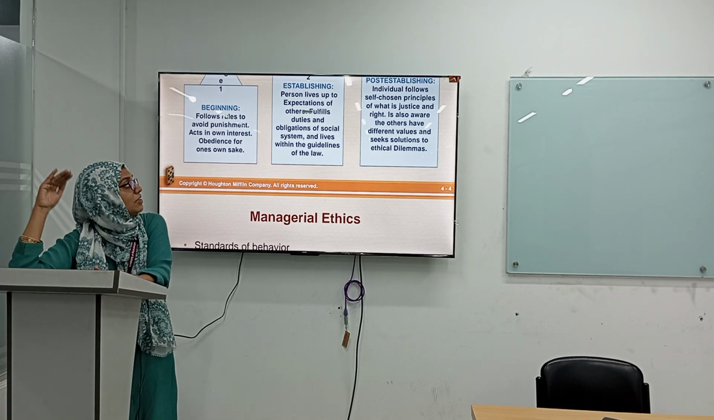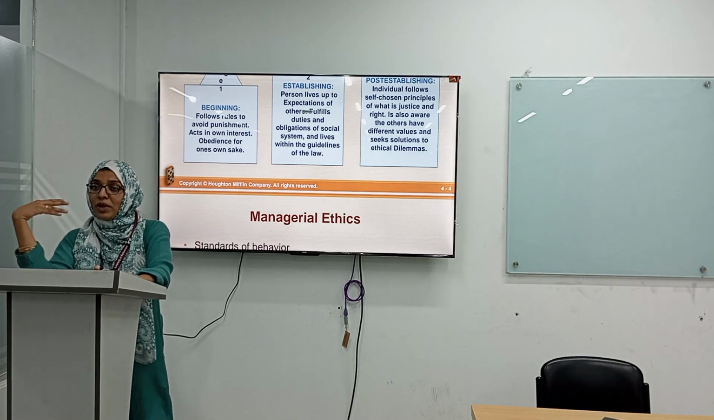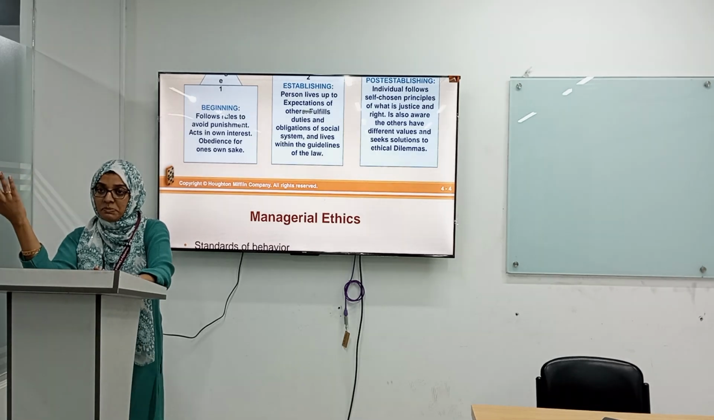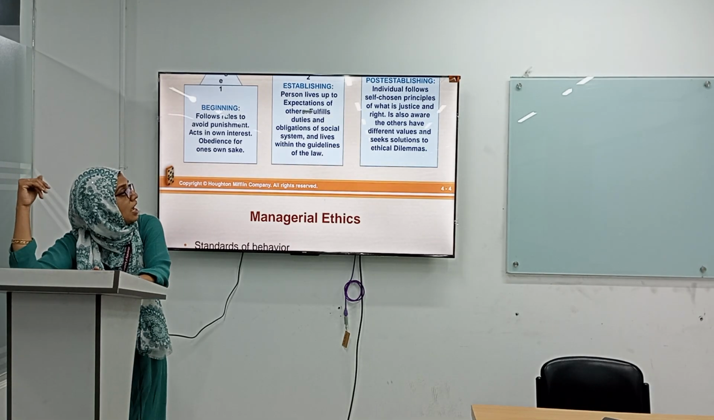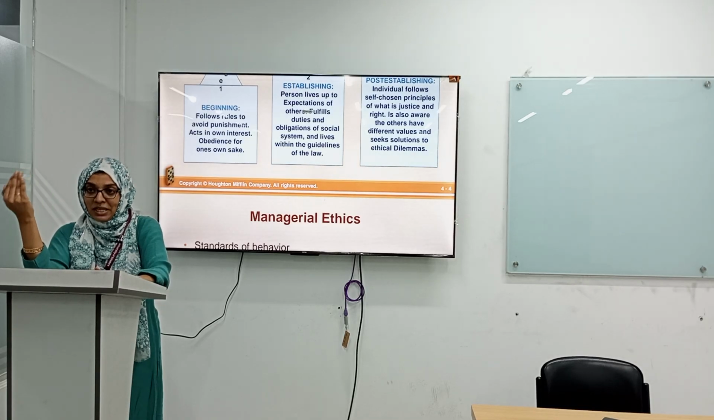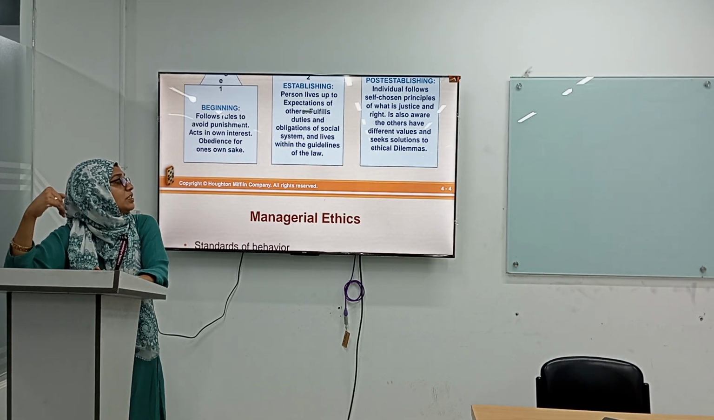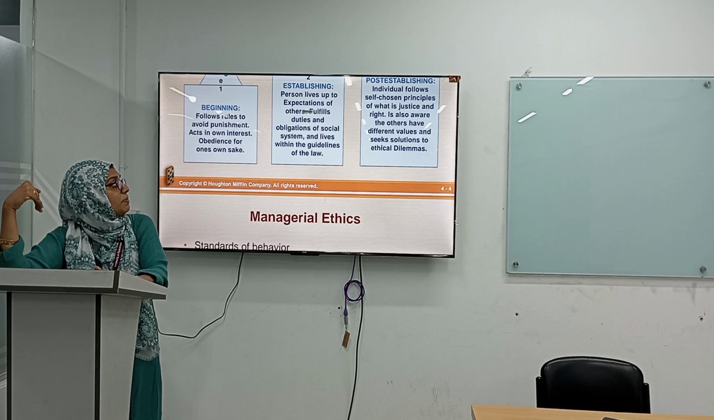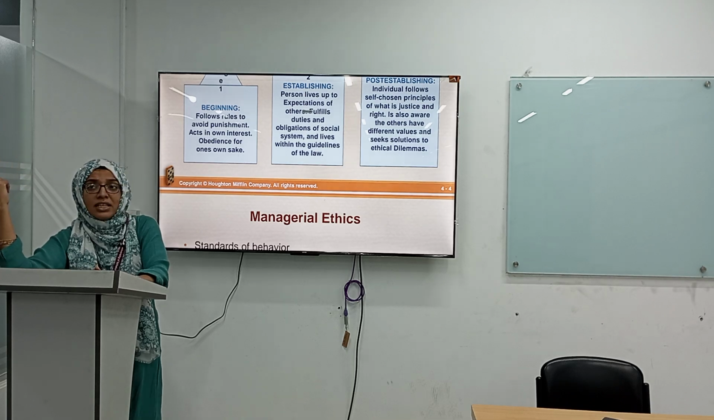Post-established individuals follow self-chosen principles. When I am grown up, I have my own principles, beliefs and values based on my experience. The individual follows self-chosen principles in what is just and right. It is also about others having different values, and seeking a solution to an ethical dilemma.